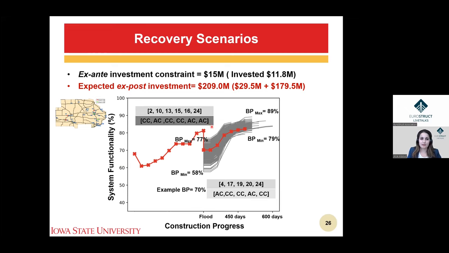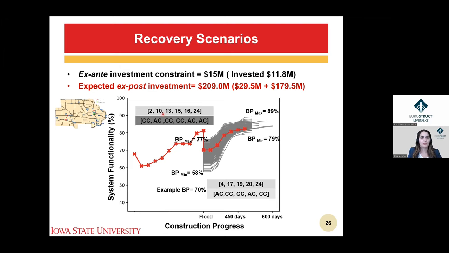And then an extreme event happens. Obviously, the functionality of the system decreases, but not as much as with no investment. So the mitigation works. And then obviously recovery happens. The expected value of this recovery cost is about 200. So a huge decrement compared to when you have no mitigation. And that's about 29.5 in direct costs and about 179 in indirect costs.